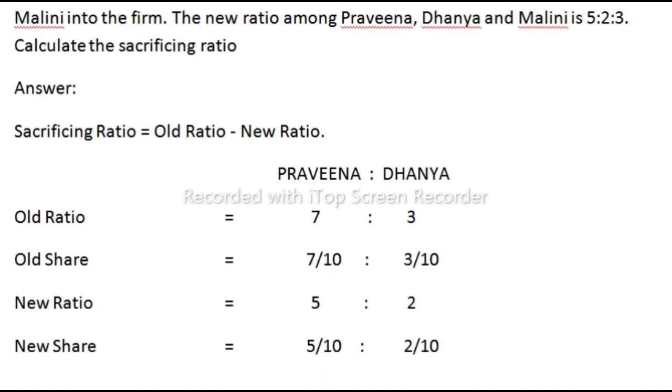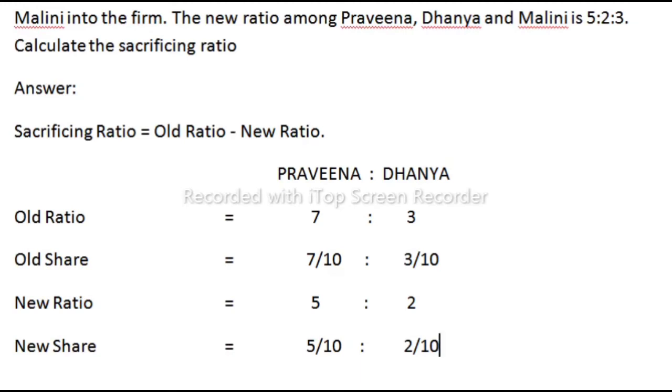So Malini's ratio is also included, but for this sum we are going to calculate sacrificing ratio. So Malini's ratio is not at all relevant to the sum. We need not take that information. So 5:2 alone I'm going to use. And for the new share, when I'm writing it as a fraction, I need to add up 5, 2 and 3, Malini's, because she is also a new partner. So 5 plus 2 plus 3 is going to be 10, which is my denominator for the fraction or the share. So 5/10:2/10 is my new sharing ratio.